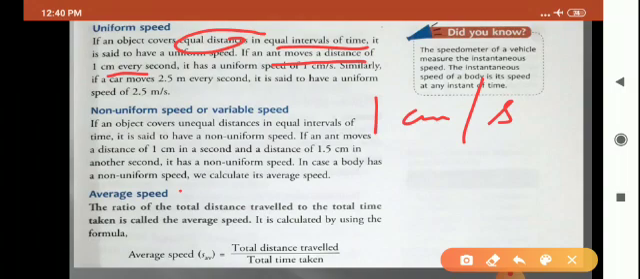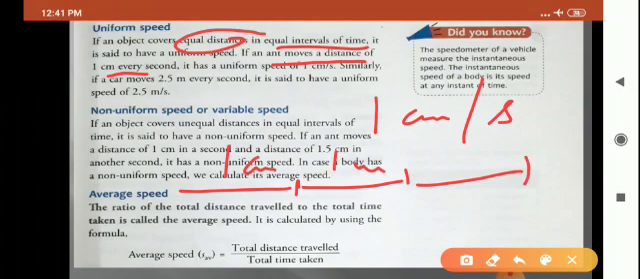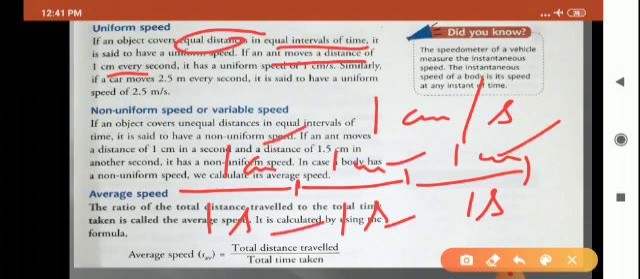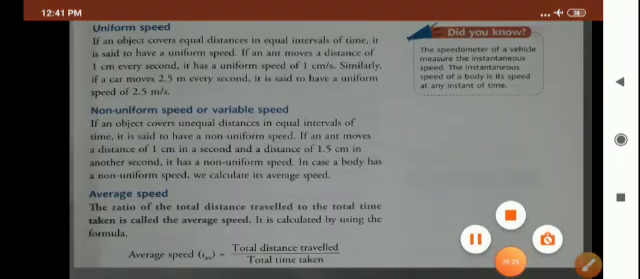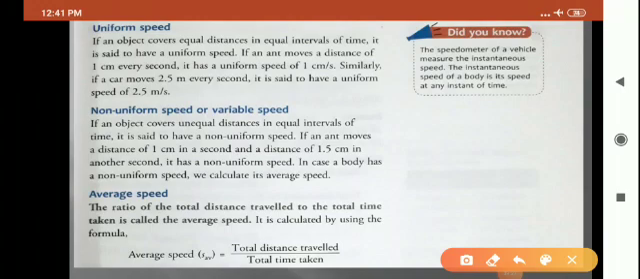Suppose the speed of the ant is given as 1 centimeter per second. It means the ant is covering every 1 centimeter in 1 second. So here, every 1 centimeter in 1 second means an object is covering equal distances in equal intervals of time, and that is known as your uniform speed. Okay children. Now what is non-uniform or variable speed? Non-uniform or variable speed is when an object covers unequal distances in equal intervals of time.